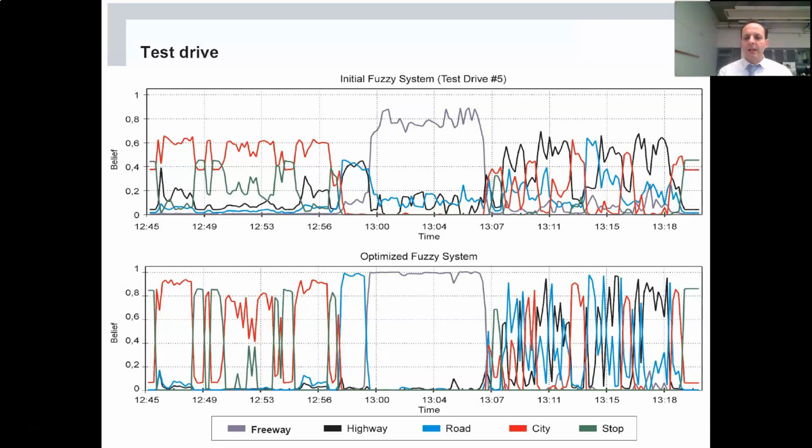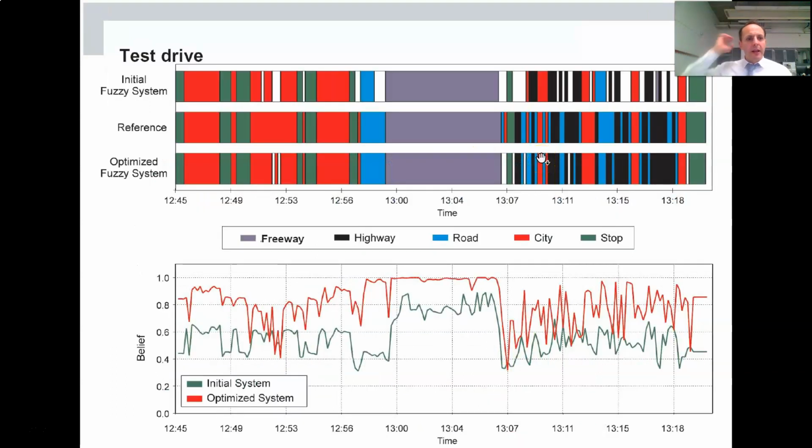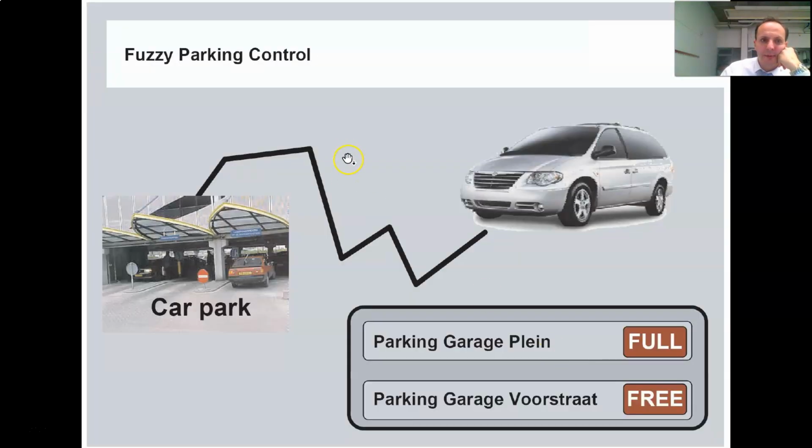So you obtain, depending on our inputs or the driving conditions, if freeway, highway, road, city, stop, this accuracy of your driving cycle, and these represent the outputs of your system, depending on the time and the driving conditions. And so you have the comparison of the initial system and the optimized system, and you can see the improvement in your optimized system.